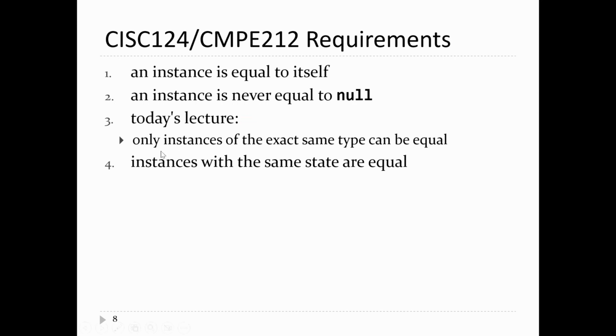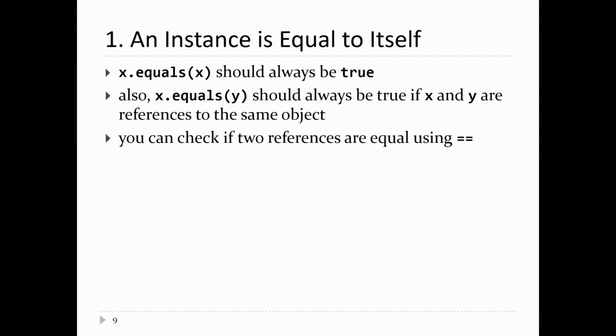Okay, today we're going to say that only objects of the exact same type can be equal. So 2.2 objects can be equal, but a 0.2 object can't be equal to a string. And then finally, the fourth part is logical equality. If the 2 objects have the same state, then they're equal. Number 1, an instance is always equal to itself, just means that x equals x is always true. Furthermore, x equals y is true if x and y refer to the same object. When you use equals equals with 2 references, you're checking, do the 2 references refer to the same object?